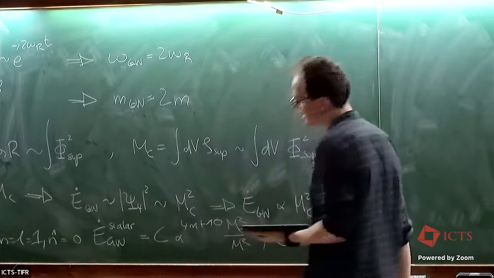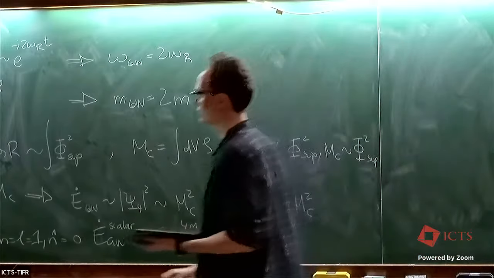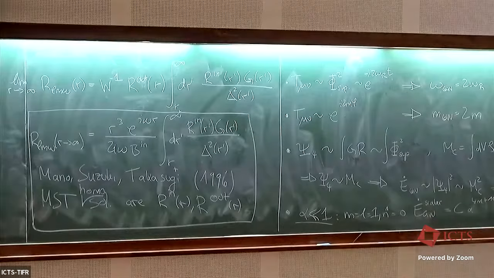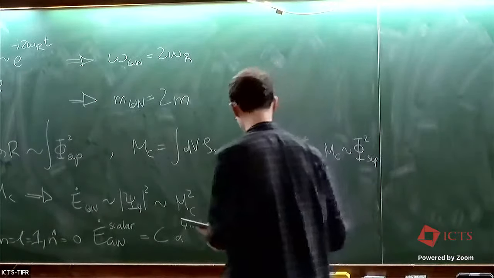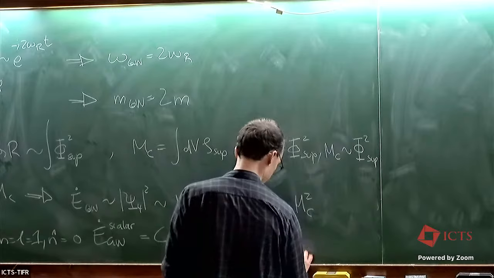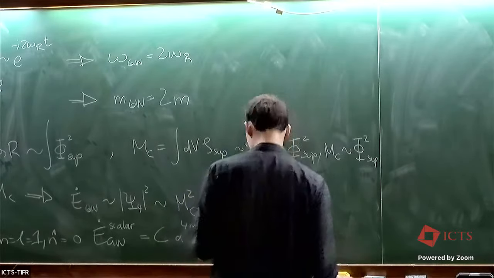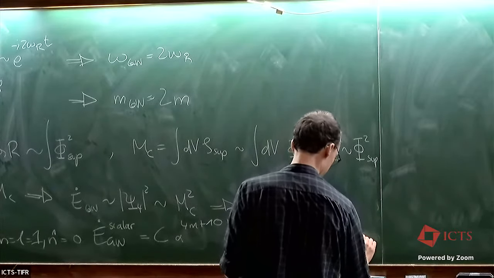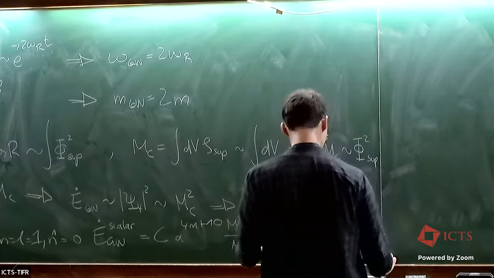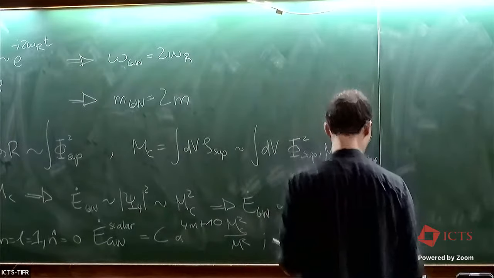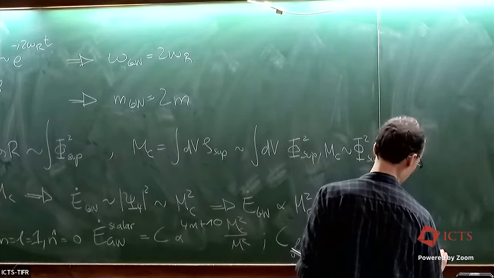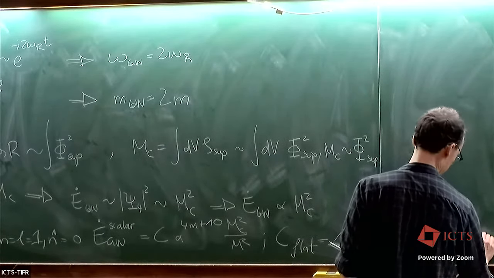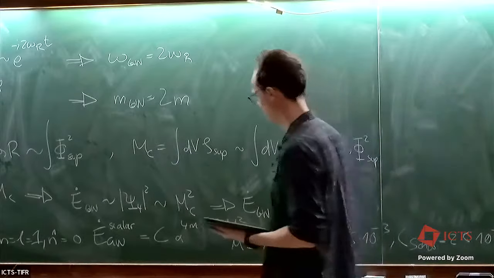So C basically depends on what kind of approximation you make in this integral. And so basically there are two ways of approximating this, and both are kind of not quite right, but they kind of get the ballpark correct. So there's a C flat, which is 1.5 times 10 to the minus 3. And then there's a C Schwarzschild, which is 2.5 times 10 to the minus 2.